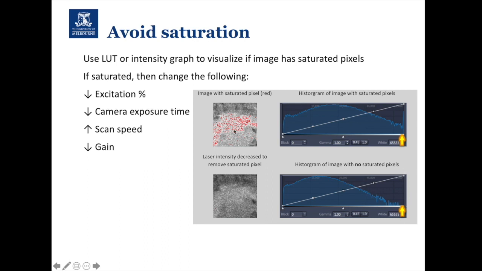If we are getting saturation, how can we deal with that? Well, we can decrease the excitation percentage, so how much light we're putting on to excite our fluorophores. We can decrease the camera exposure time if we're using a camera-based system, or we can do things like increase the scan speed if we're using a confocal, or decrease the gain if we're using a confocal or a camera that has a gain setting on it.